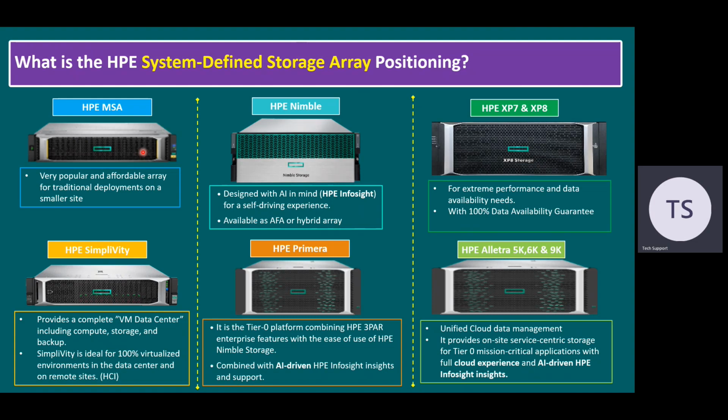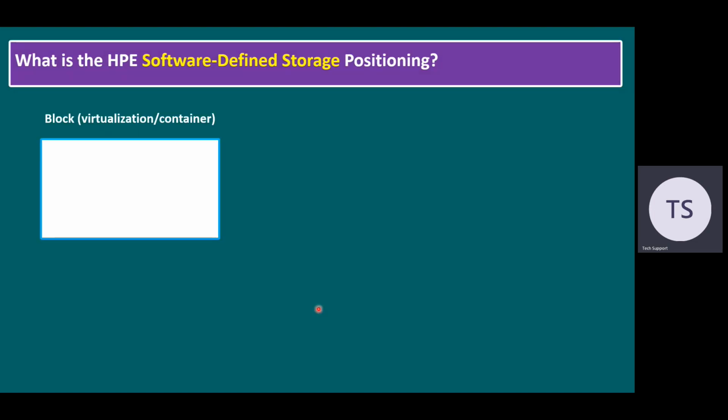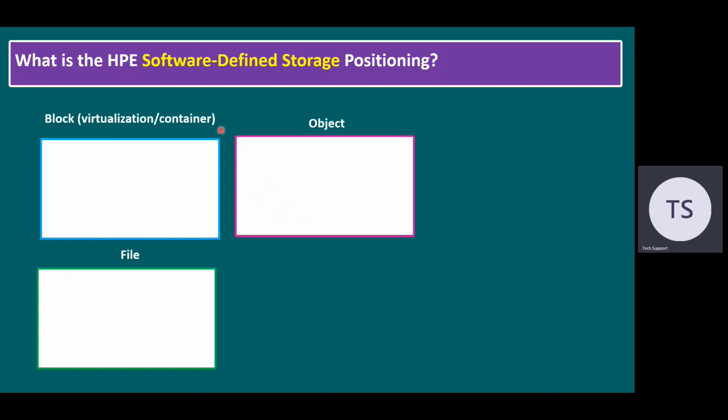Okay, in the interest of time, I highlighted 6 use case scenarios specifically for system defined storage. Similarly, I will show you another 6 use cases for software defined storage. Now let's talk about the HPE software defined storage positioning. Here also I'm taking 6 scenarios. One scenario is block storage, mainly for virtualization and containers, and another is file storage like file servers, and object storage. These three we commonly know: file, object, and block.